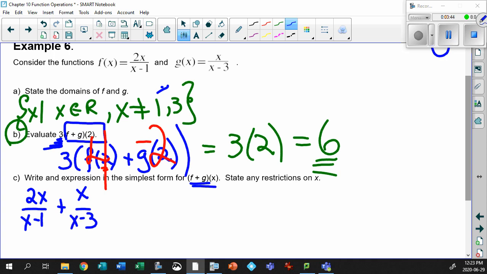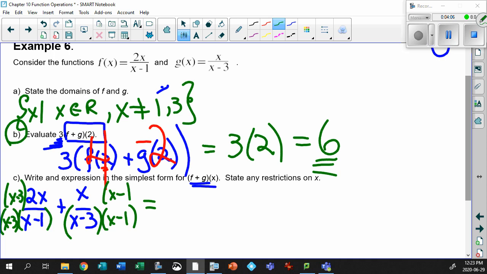Now that's not in the simplest form, because remember what you can do with this. You can find the common denominator. So common denominator, x minus 3, x minus 1. But you know what? I like leaving the denominator in factored form. So this is just going to be x minus 1, x minus 3. There's your factored form. Oh, how pretty.